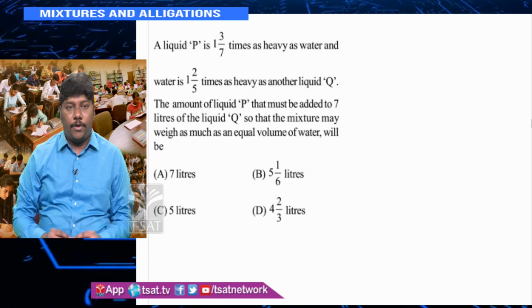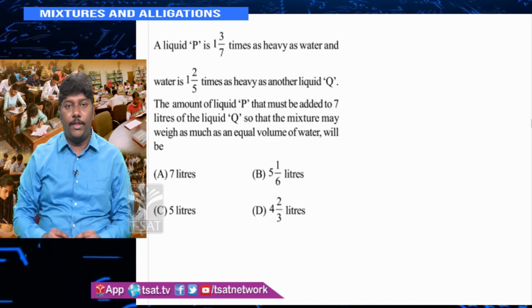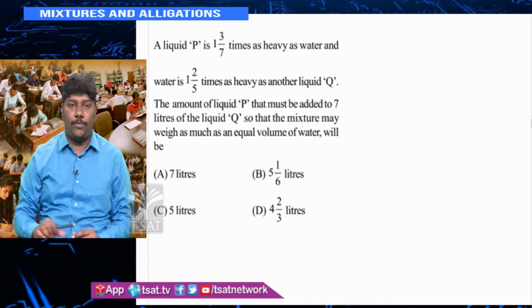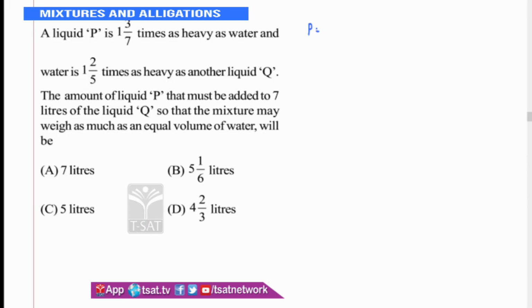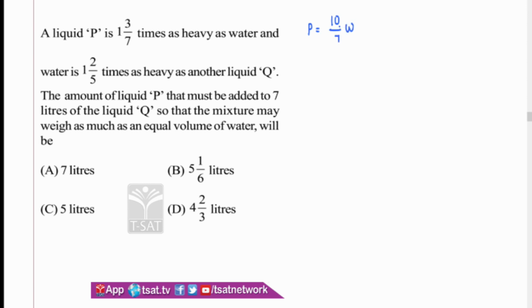Look at this question. The question says a liquid P is 1 3/7 times as heavy as water. So P is given as 1 3/7, which is 10/7 as heavy as water. And he says water is 1 2/5 times as heavy as liquid Q. 1 2/5 is 7/5. Water is 7/5 times of liquid Q. Can I say liquid Q is equal to 5/7 times of water? So I would say 5/7 times of water.